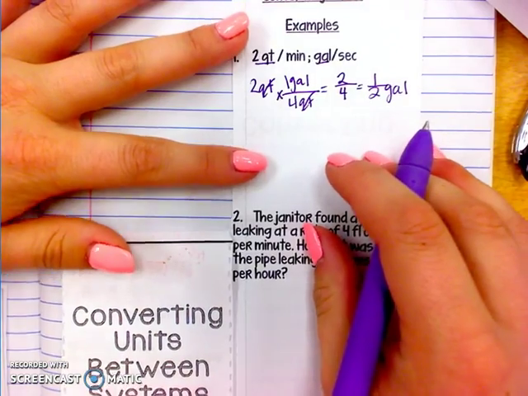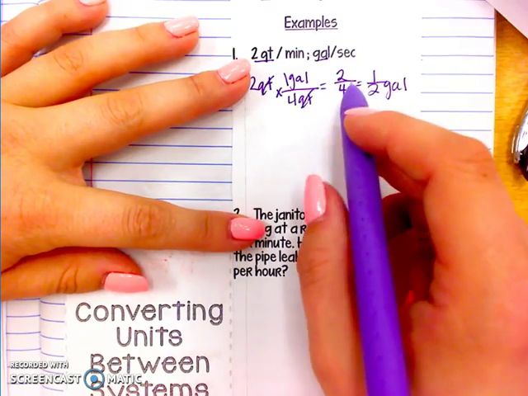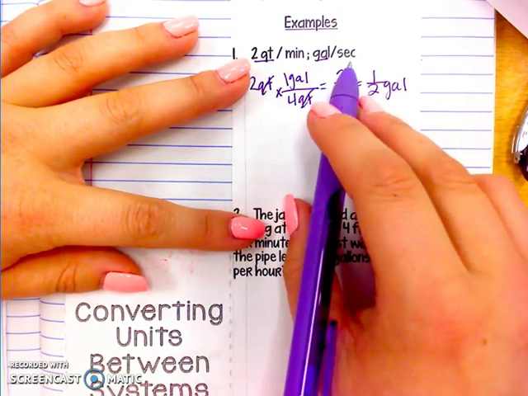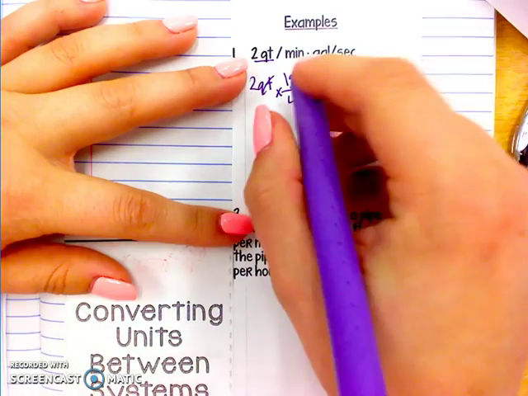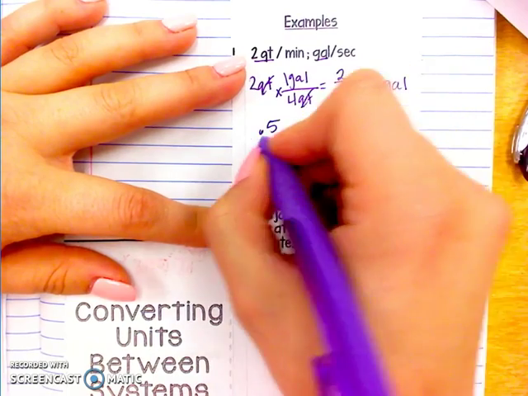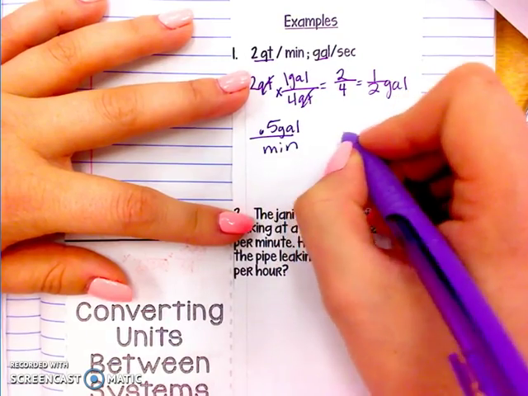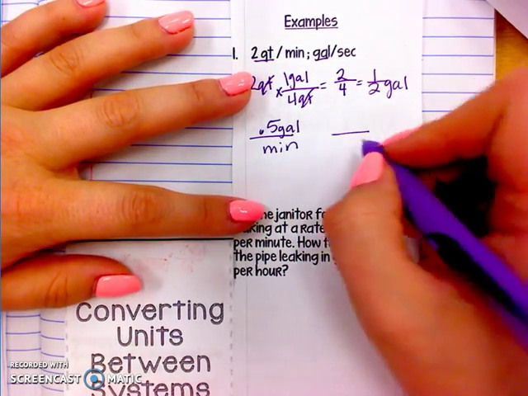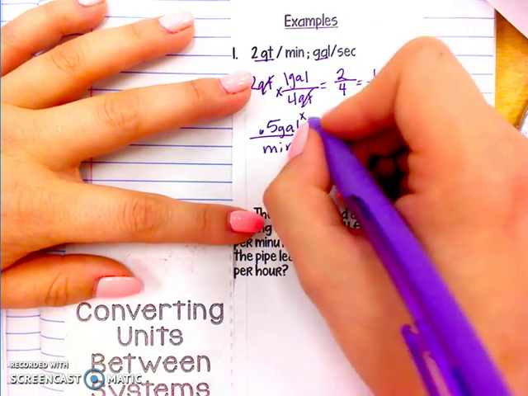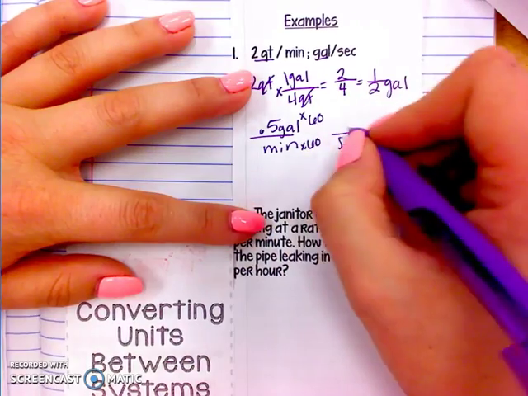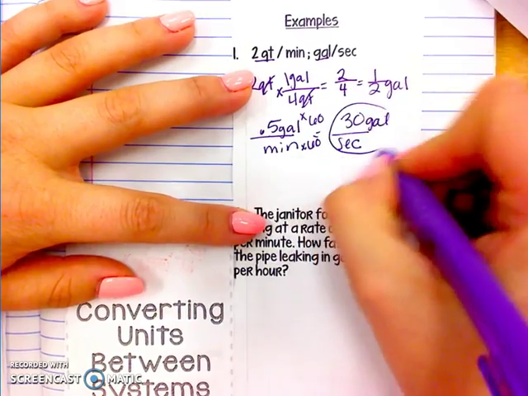And I'm going a little quick because the video is going to cut me off. And then I have, in 1 minute, how many seconds are there? I know that 1/2 gallon, 0.5, happens in a minute. So if I'm looking for seconds, I'm going to multiply it by 60 because I know there are 60 seconds in a minute. So I have 1/2 times 60 is 30 gallons, and then per second.